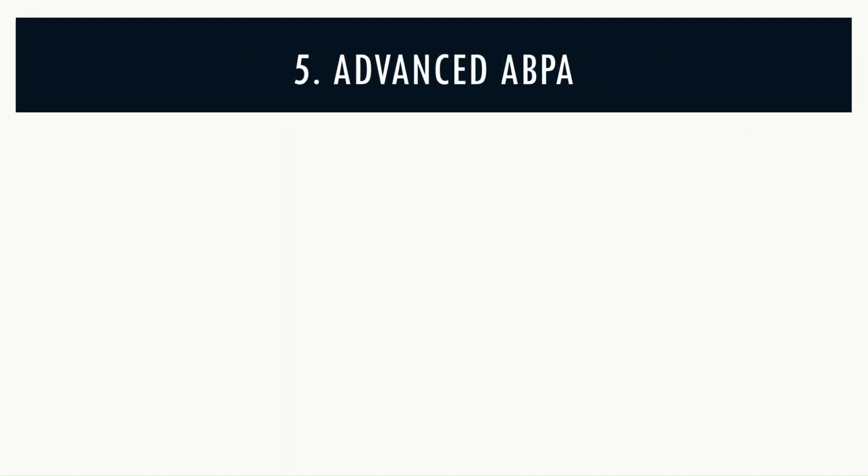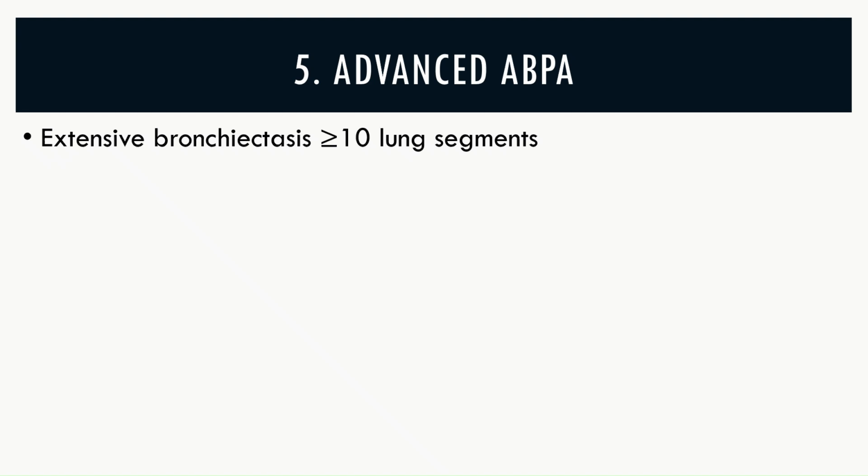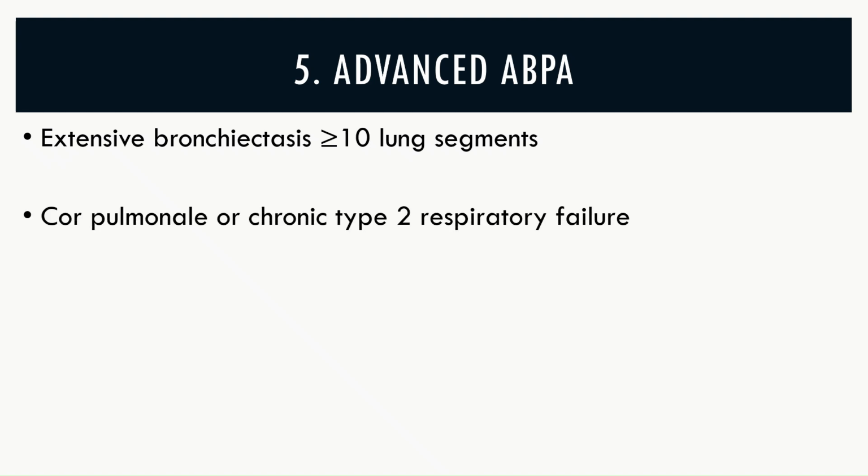Advanced ABPA. Advanced ABPA represents severe disease characterized by extensive bronchitis involving 10 or more lung segments or complications such as pulmonary hypertension or chronic type 2 respiratory failure.